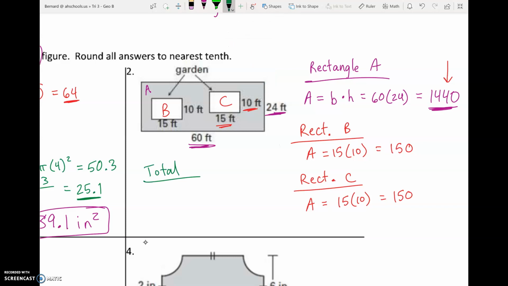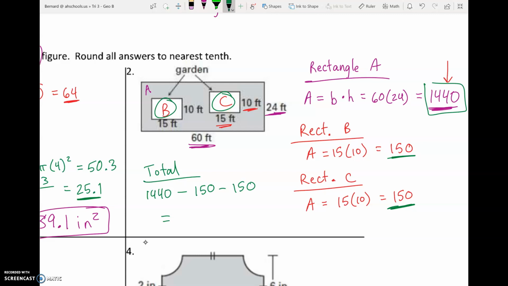And our total this time has to be a subtraction. The big rectangle is 1,440, and then we want to take away the white rectangles B and C. So we'll minus 150, that'll take away rectangle B, and then we'll subtract 150 again, which will take away rectangle C. And so our total will be 1,440 minus 150 minus another 150.